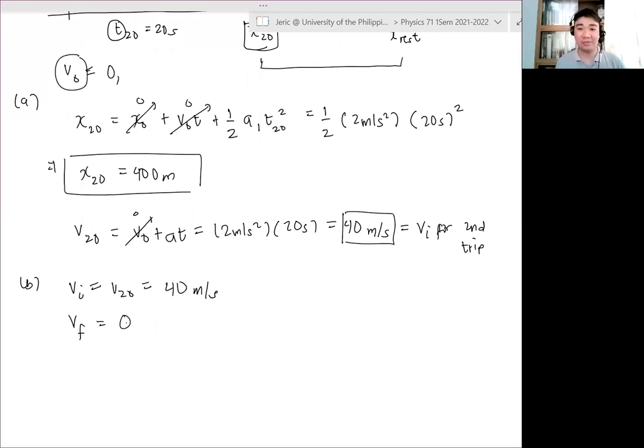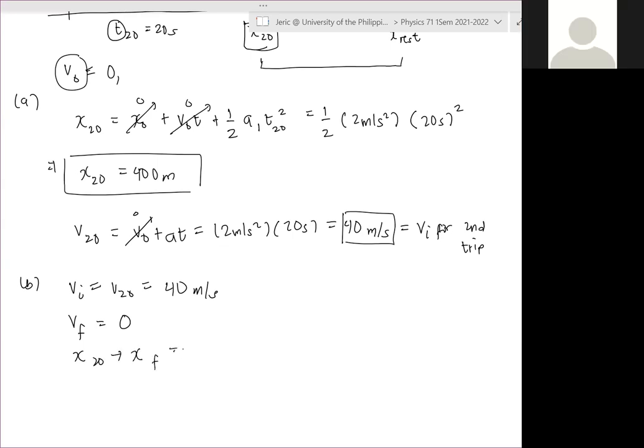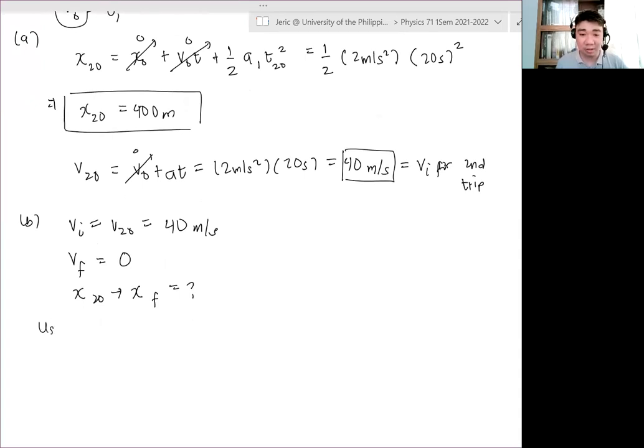0, because Pikachu stops after his travel, or her travel pala. Babae pala si Pikachu apparently. And after that, what is your x? So this is what we want. So x20 to x final. This is what we want. And then, so that, anong gagamitin? We will use velocity, position equation. So we have v squared equals v naught squared plus 2a quantity x minus x naught.